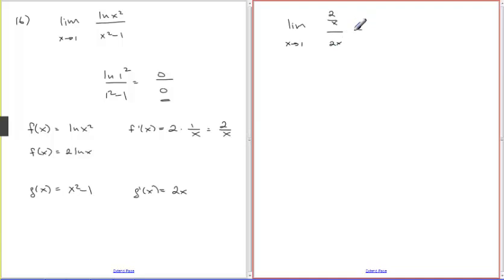And you see these, do those cancel out or not? I mean, we can just plug it in and find out. If you just plug in 1, you get 2 over 1, 2 times 1. So we get 2 over 2, which is 1. So that would be the limit.